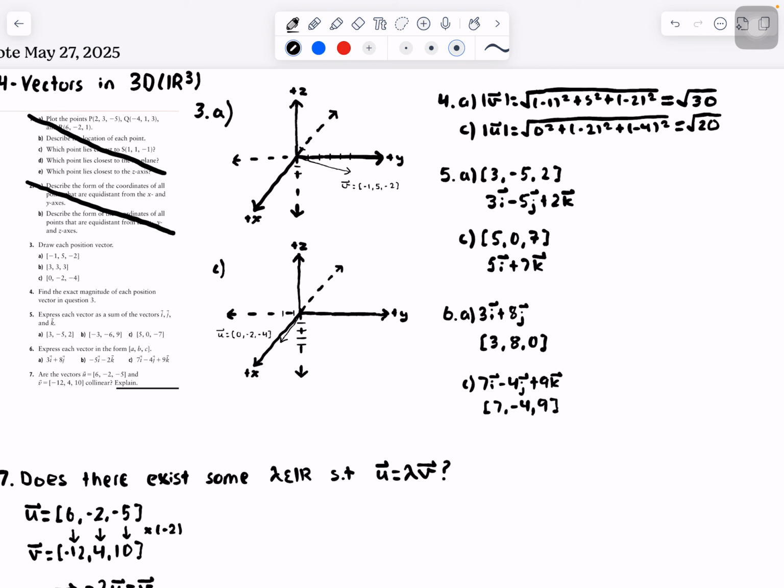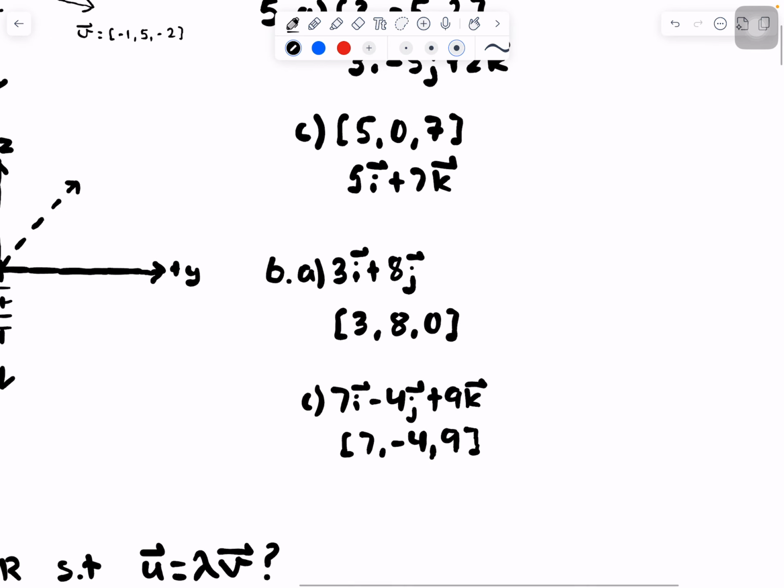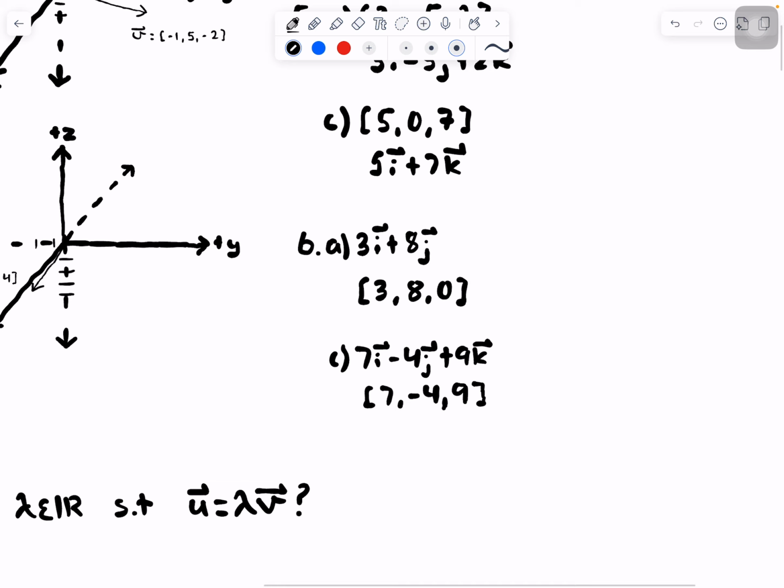So I did a and c for this one as well. So we have 3i plus 8j. Now, remember, we're working in 3D for these questions. So that's going to be (3, 8), but because k is missing, we still have to put a component for k because we're working in 3D. So it's 0 in this case. And then c, we have (7, -4, 9). Okay, perfect.